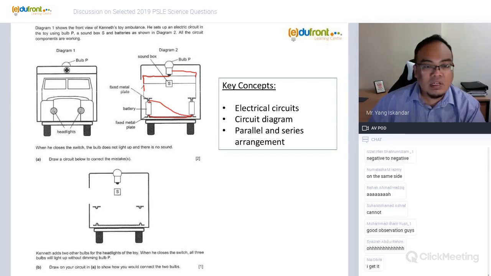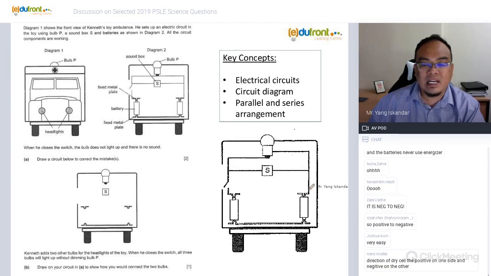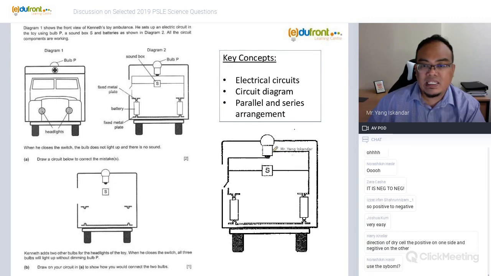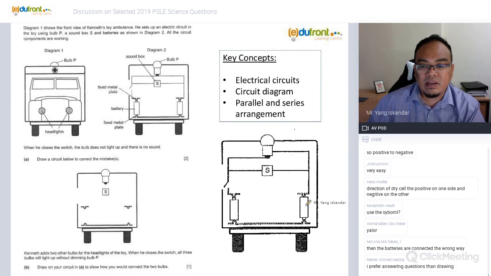Okay. So then you must draw. In the PSLE, they ask you to draw. So how to draw? Like that, lor. Then they give you like this, right? So you need to draw the wiring. One is the casing, the other one touching the tip, and then the battery. You must turn one of the batteries.